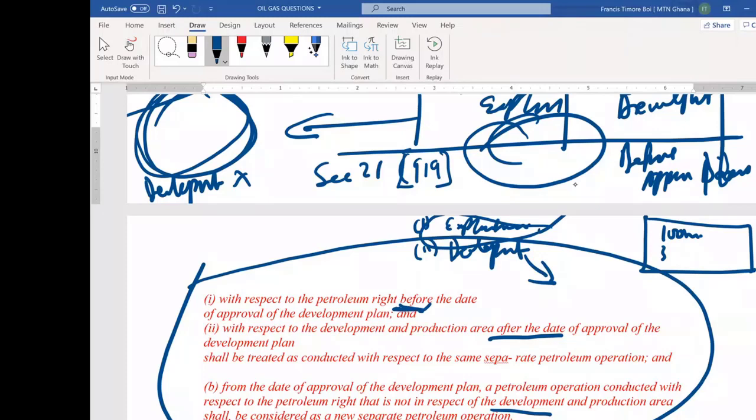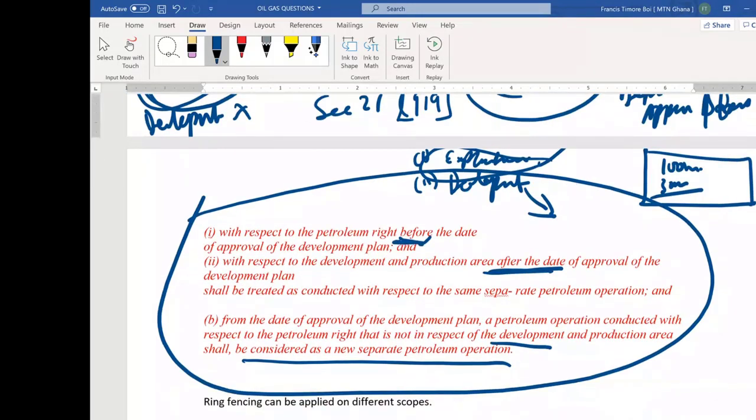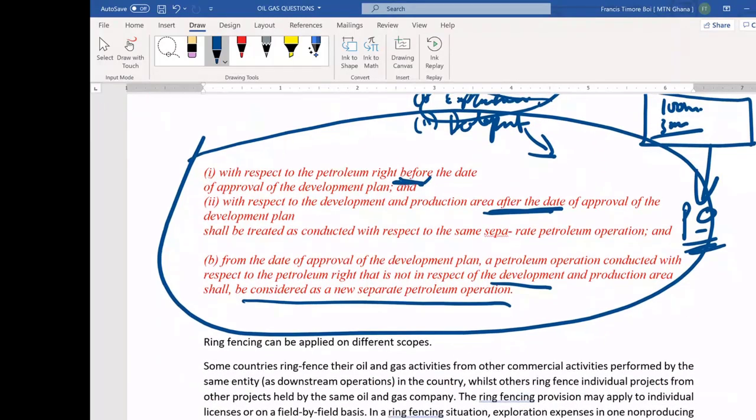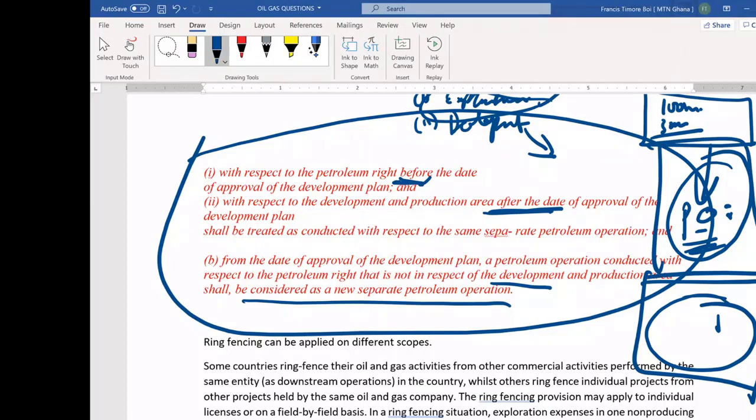It has been approved. What we are saying is that the pre-development activities and then the post-development activities, they are all one. It is one petroleum operation. We cannot consider it as separate. But if you finish this petroleum operation, which has been approved, and you discover another oil somewhere, this one should not be counted as part of this one. And so this one will be a separate petroleum operation. This will also be a separate petroleum operation. So we are now ring fencing the two.